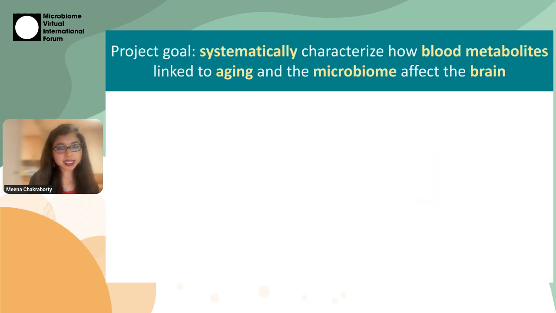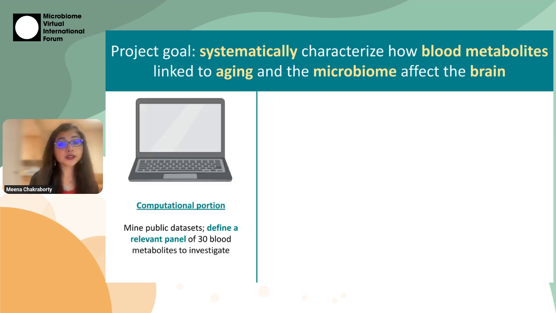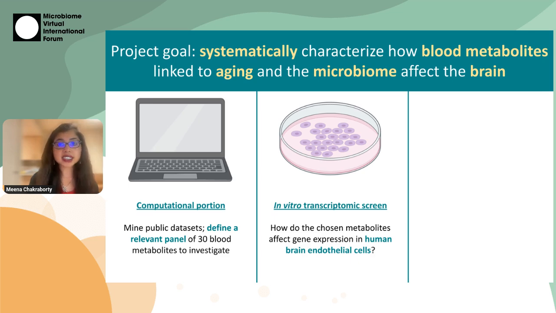Given this hypothesis, the goal of our project was to systematically characterize how blood metabolites linked to aging and the microbiome affect the brain. Our project had three parts. The first part was a computational portion where we mined public datasets to define a relevant panel of 30 blood metabolites to investigate. Next, we conducted an in vitro transcriptomic screen examining how the 30 chosen metabolites affect gene expression in human brain endothelial cells.